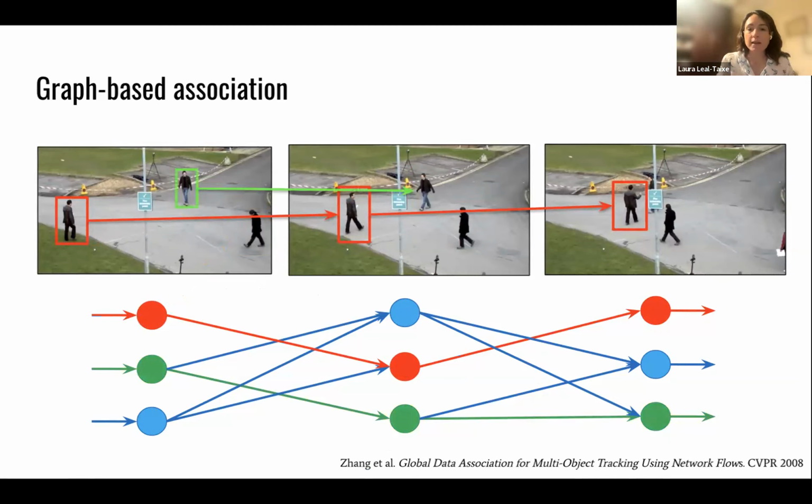And so I'm going to do the same with all the objects in this video. And in the end, what I'm going to obtain is these three trajectories across the graph that represent the three trajectories of the objects in the video.